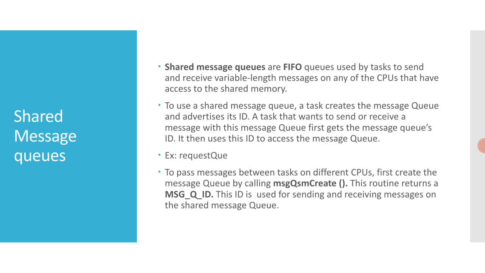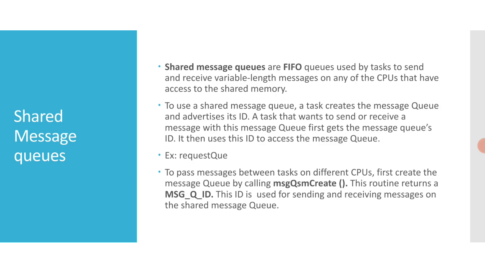To pass messages between tasks on different CPUs, first create the message queue by calling the msgQSmCreate method. This routine returns MSG_Q_ID. This ID is used for sending and receiving messages on the shared message queue. Like their local counterparts, shared message queues can send both urgent or normal priority messages.